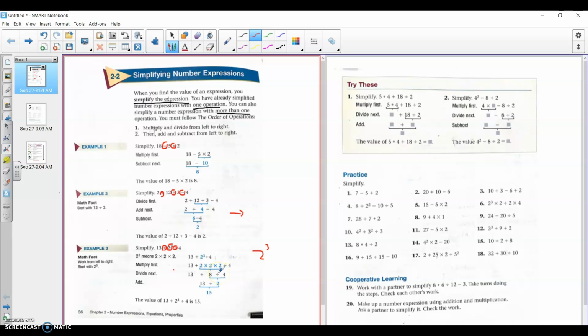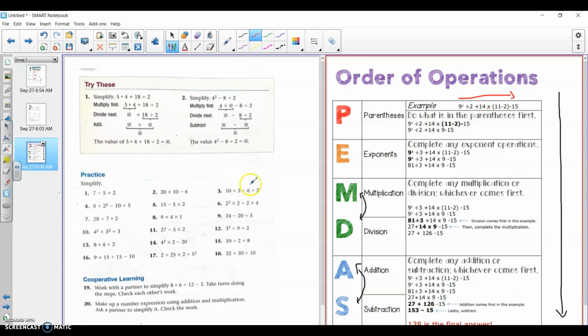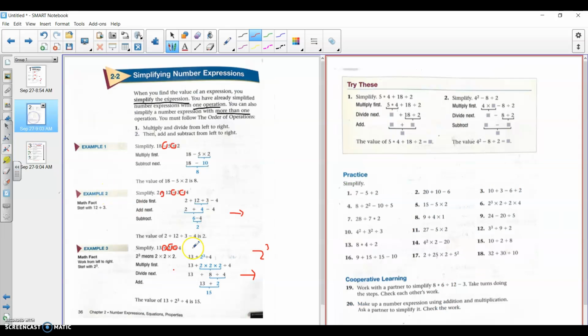And then you bring down your division and 4. Still going left to right, you have addition and division. According to this, division comes before addition when I go from top to bottom on my reference sheet. So we are going to do 8 divided by 4, or 4 times what equals 8? Well, that's going to be 2. So there's my answer to that part of the expression. And then I simply bring down my 13 and my plus. 13 plus 2 gives me my final answer of 15.